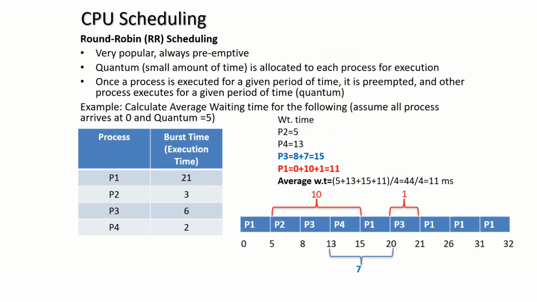Okay, in this video we'll see the round robin CPU scheduling algorithm. It is a very popular algorithm. It is always preemptive. A small quantum of time, called the quantum, is allocated to each process for execution.